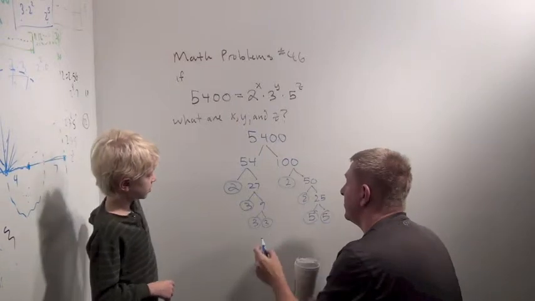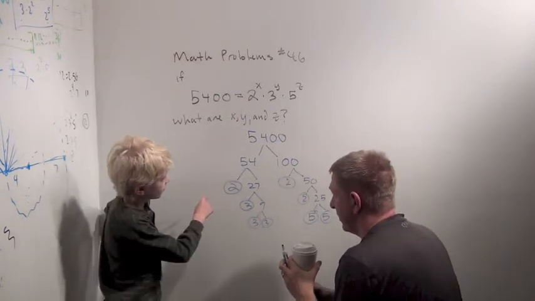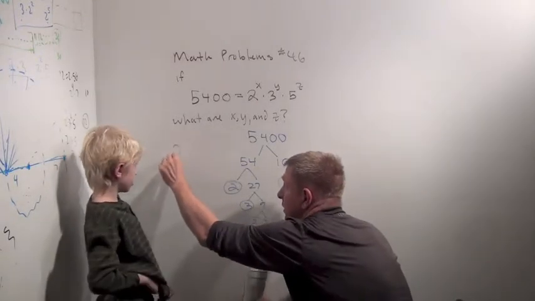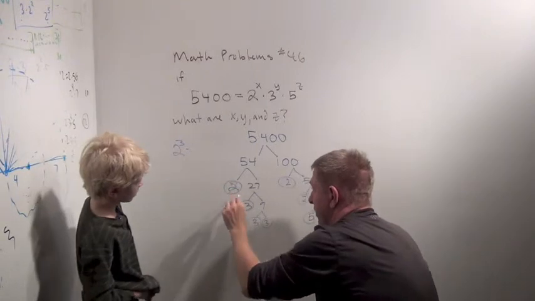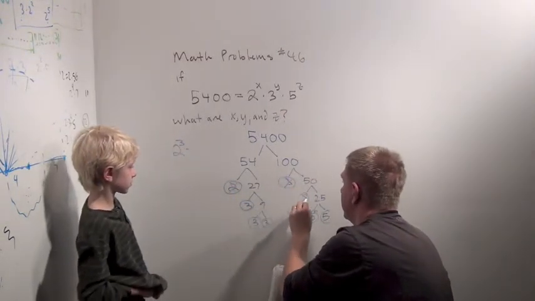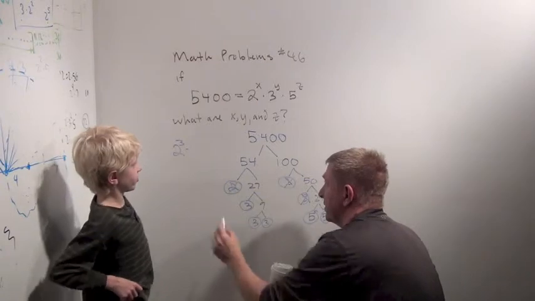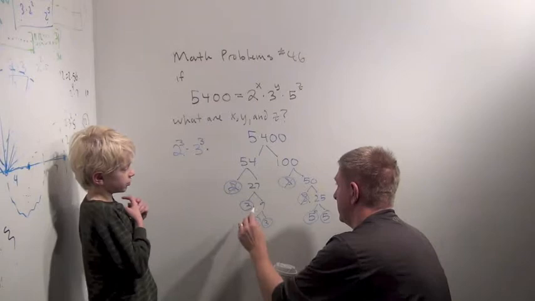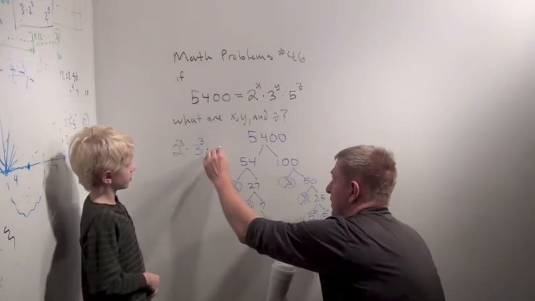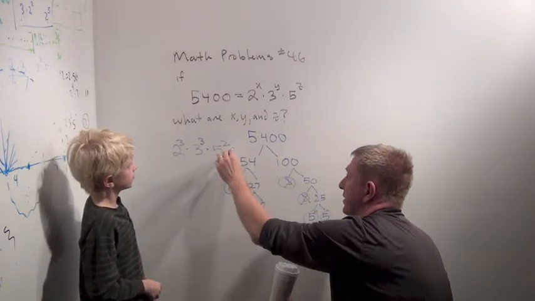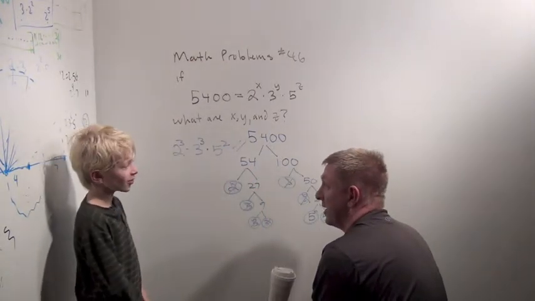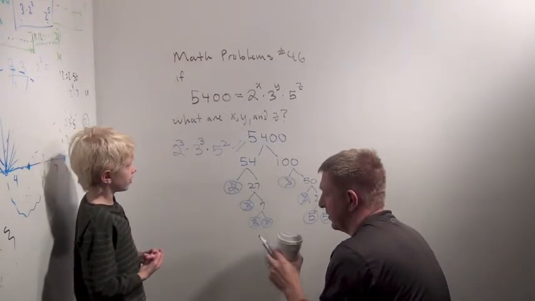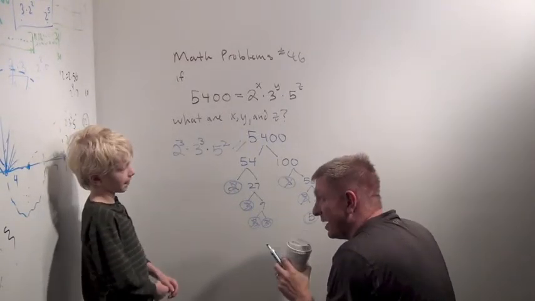Now, how many 2s do I have in my really complicated tree here? You have 3 2s, so this is 2 cubed. I'll cross those out so we don't get confused. How many 3s do I have? It's 3 cubed, times 5 squared. Aha, so this is equal to 5,400. So what did x equal? x equaled 3. What did y equal? y equaled 3. And z equaled 2.